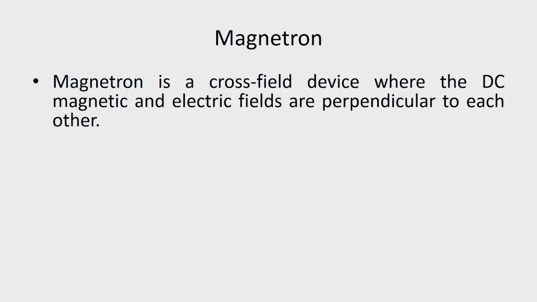So, we have discussed the basics of the reflex Klystron, how it operates, and the efficiency that is achieved. Next, we move on to another topic, the magnetron. A magnetron is a cross field device, and it has both DC magnetic and electric fields which are applied to the device perpendicular to each other.